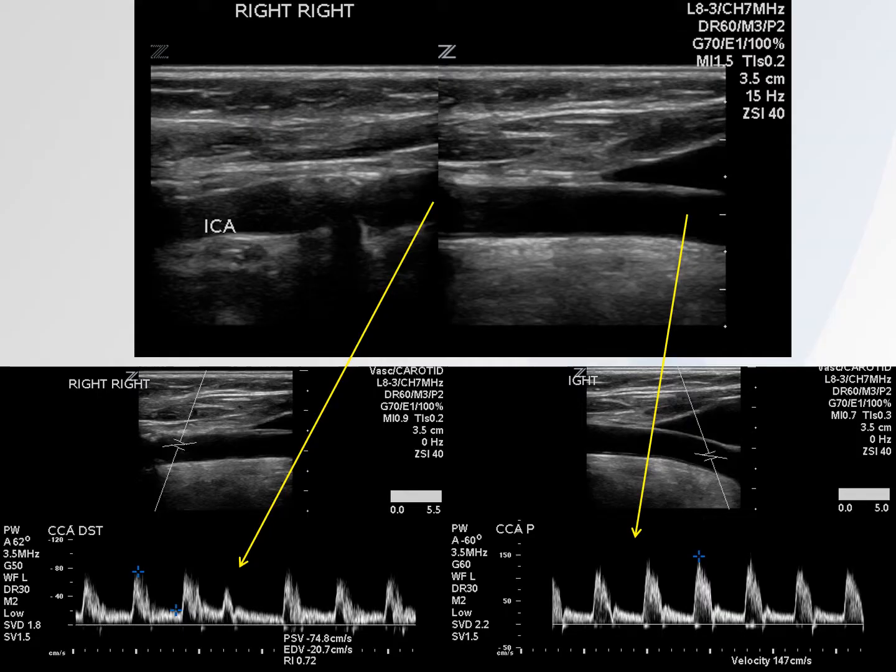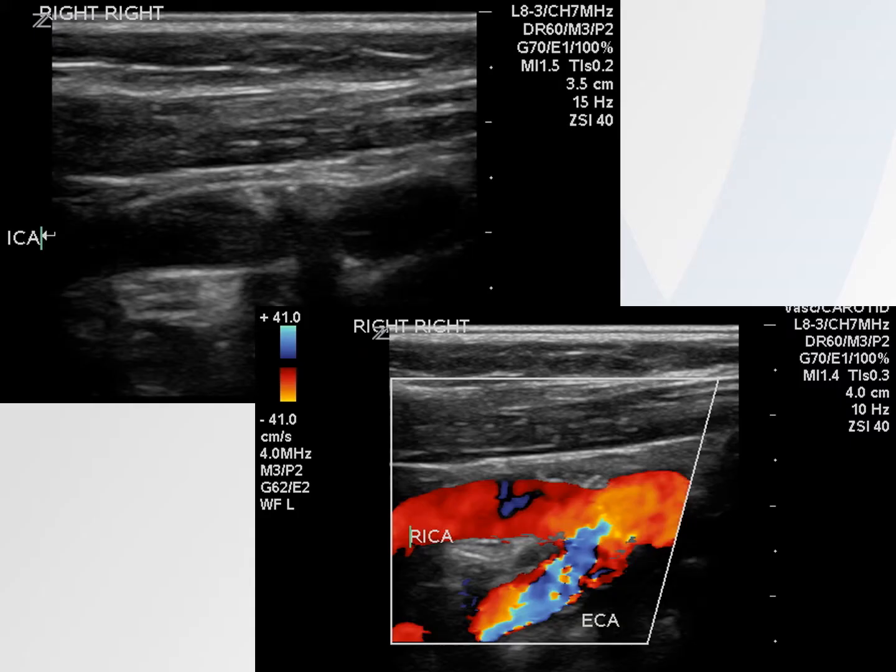We'll quickly go through the right side, look at a spectral analysis from the proximal and the distal ICA. We see a cardiac arrhythmia, but basically pretty normal velocities. Common carotid looks good. We do see some disease in the internal. Another look at the disease in the internal carotid artery. However, when we put the color Doppler in there, we see pretty good filling.